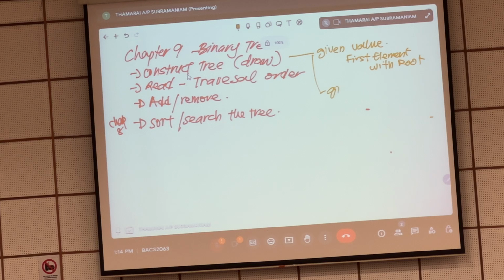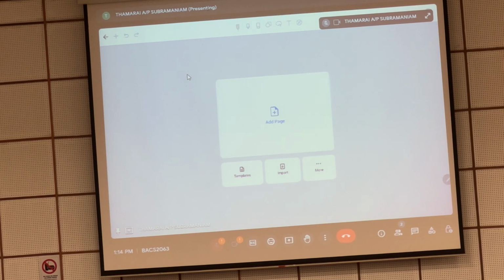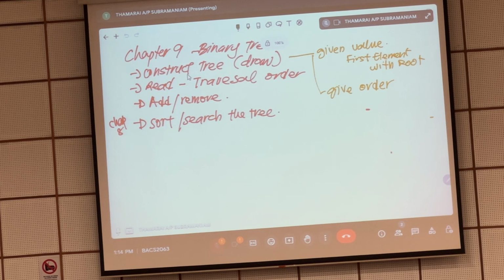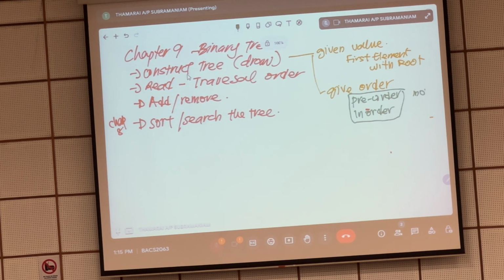From given orders. So given orders will be your pre-order with in-order, or in-order with post-order. So these are the two ways that a question can come out for you to draw the tree.